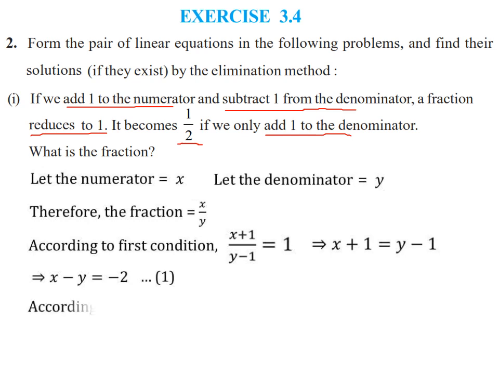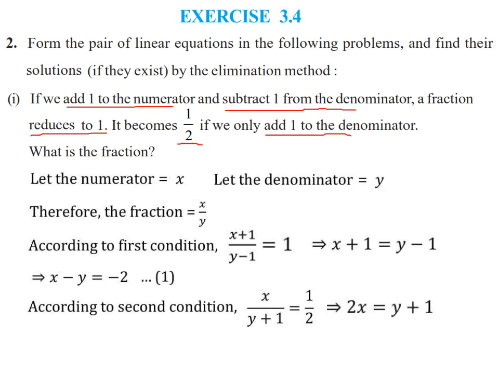Now the second one. According to the second condition, if only adding 1 to the denominator, it will become 1 by 2. So the condition will become x divided by (y plus 1) equals 1 by 2. After simplification, I will get 2x equals y plus 1. So my second equation will become 2x minus y equals 1. And that is my second equation.